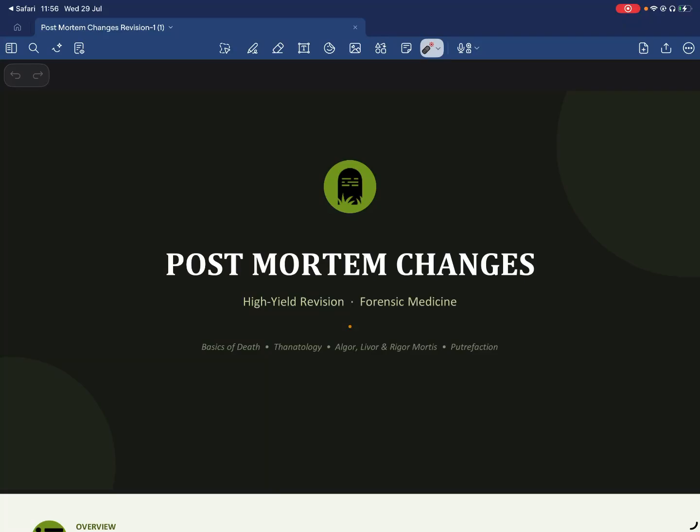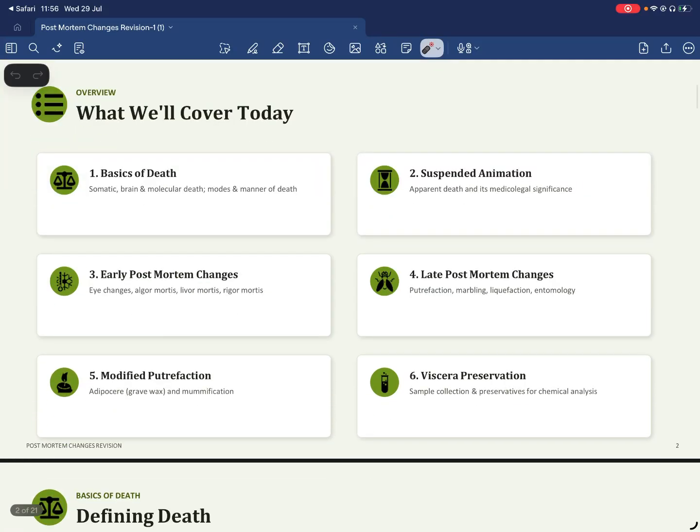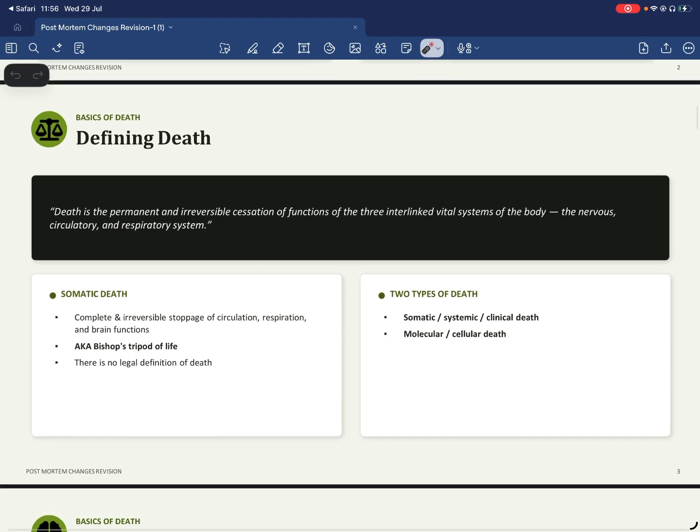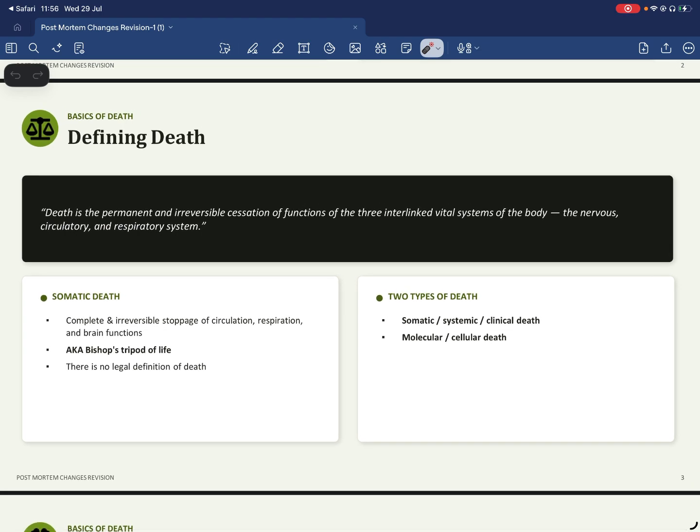Today we're going to be doing post-mortem changes, in which we will be doing basics of death, suspended animation, early post-mortem changes, late post-mortem changes, putrefaction and modified versions of putrefaction, and viscera preservation. So starting off by defining death, death is defined as a permanent, irreversible cessation of functions of the or one of the three interlinked systems of the body, which are the nervous system, circulatory system, and respiratory system. These are also called the Bishop's tripod of life.